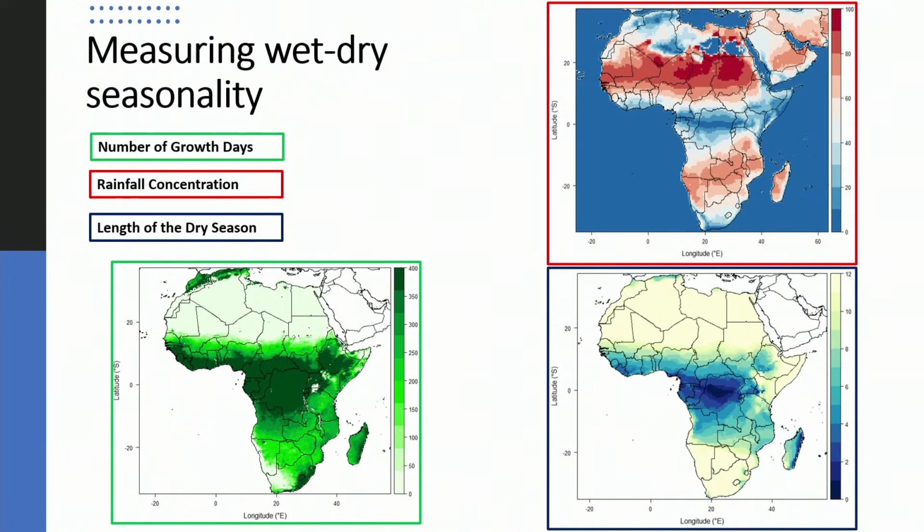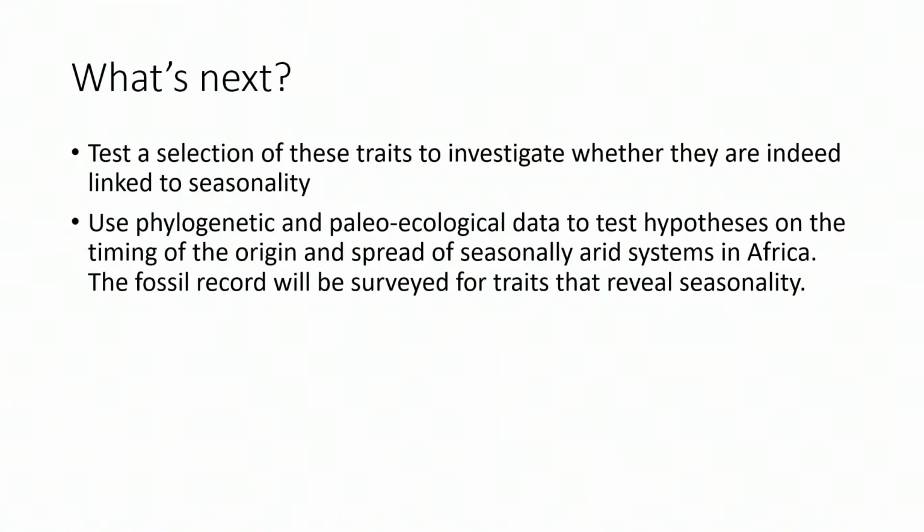So going back to what I just said before with the mixed feeders as well as the plot data, we'll be trying to see where those occur and if they actually match up with these particular maps that we have over here. And then the other thing that we'd like to do is, if we do find out they are associated with seasonality, then we can look back in time using phylogenetic and paleoecological data to see if and when those traits actually emerged.